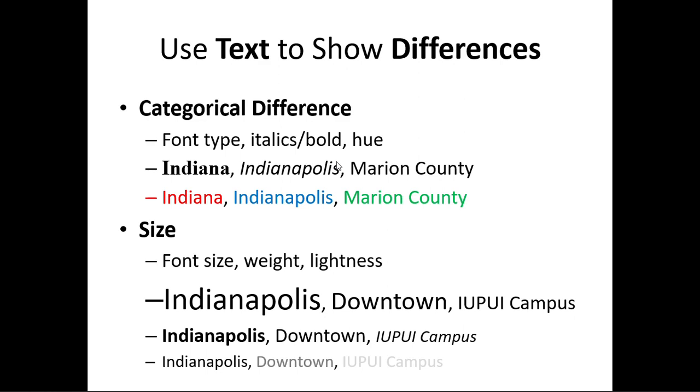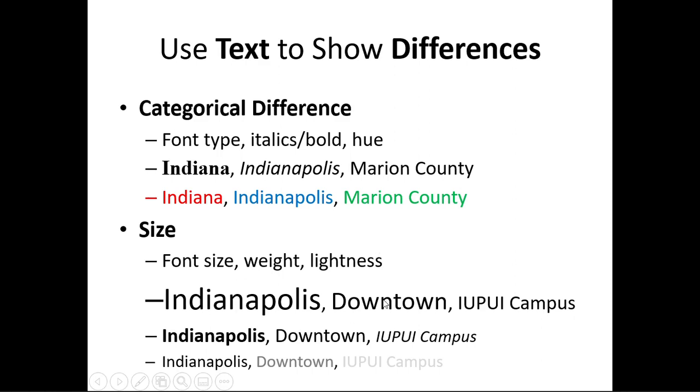Here's how we can use text to show differences. I've already showed this earlier in the video, but once again connecting it back to our topic, typography. For categorical difference, showing qualitative difference, you can use font types, you can use italicized or bold, and you can use hue. Essentially this is showing value. Indiana is bigger than Indianapolis, which is bigger than Marion County. Or you could say Indiana is a state, which is different than Indianapolis, a city, which is different than Marion County, a county. Further, using size, you can use the font size, the weight, the lightness.